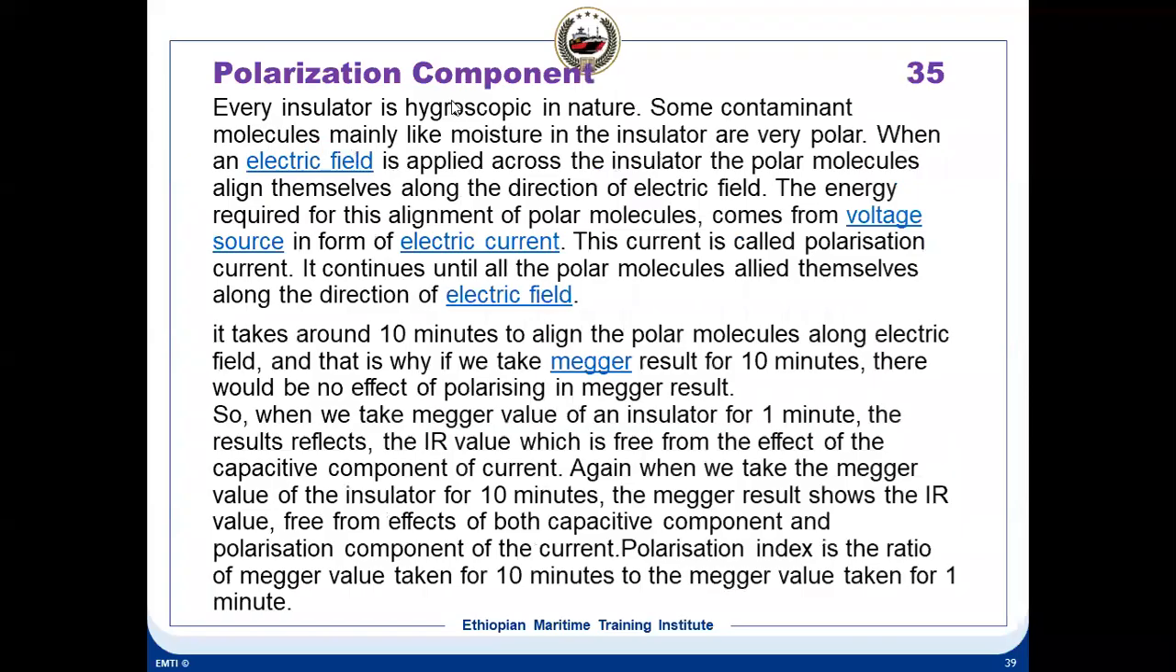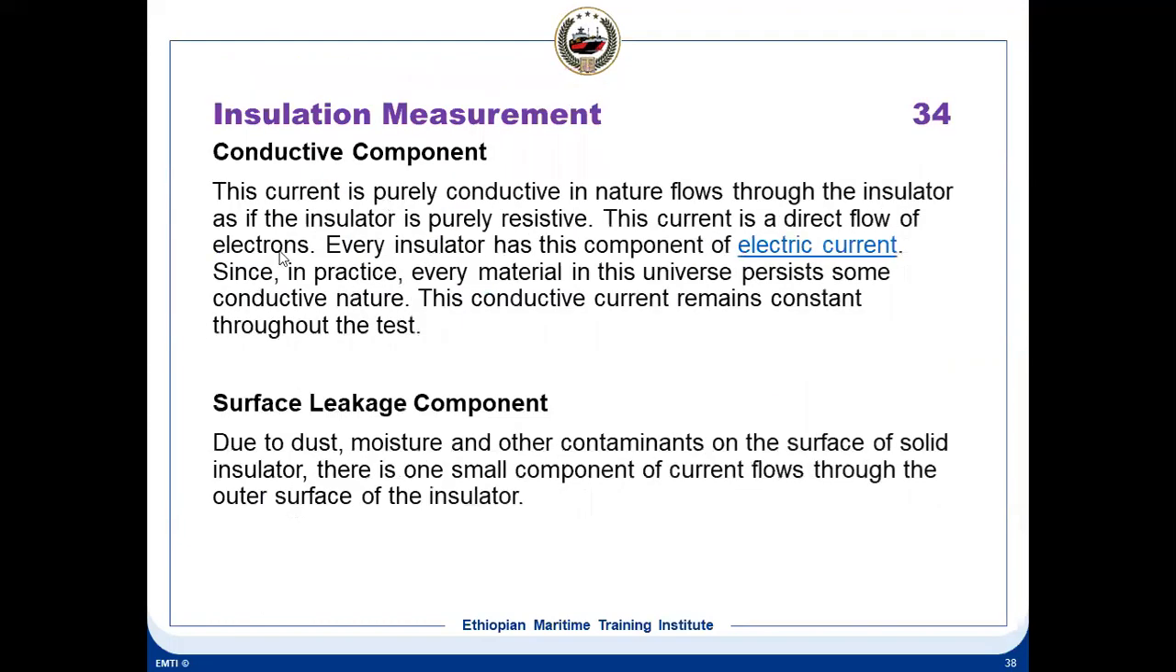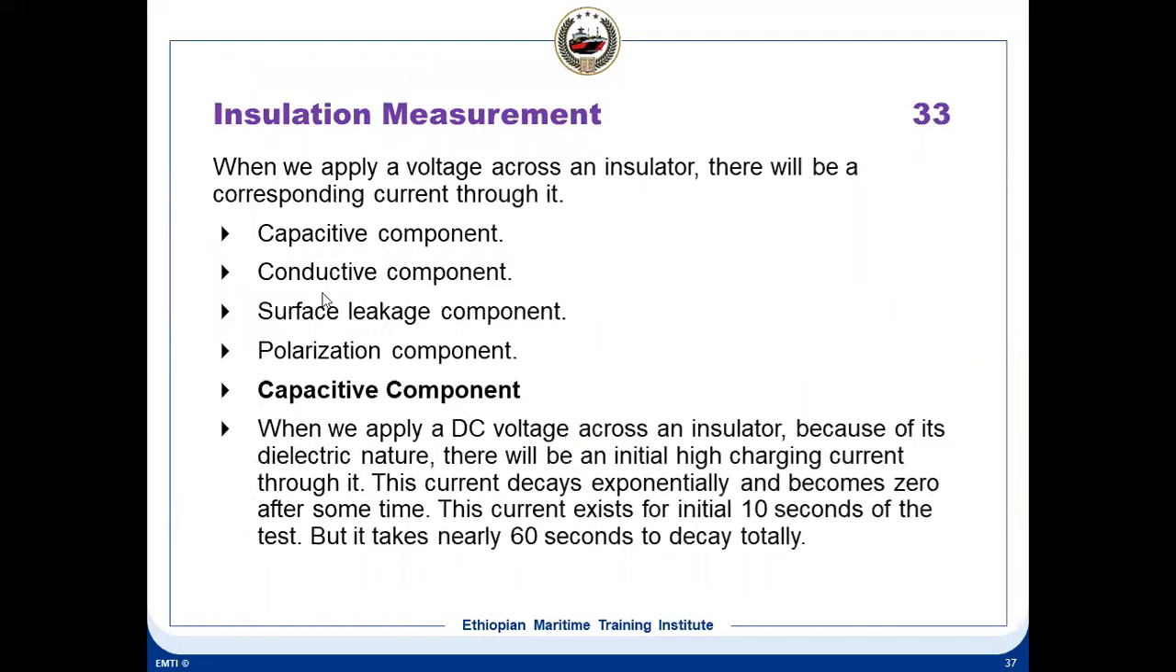Another is the polarization current. This current is because of the structure of the insulator. Every insulator is hygroscopic in nature. Some contaminant molecules, mainly moisture, are polar in the insulator. So when the electric field is applied, the polar molecules will align themselves along the direction of the electric field. This is because of the molecules of the insulator, so there is a polarization current also. So these are the 4 currents flowing in an insulator when you apply voltage: capacitive current, conductive current, surface leakage current, and polarization current.